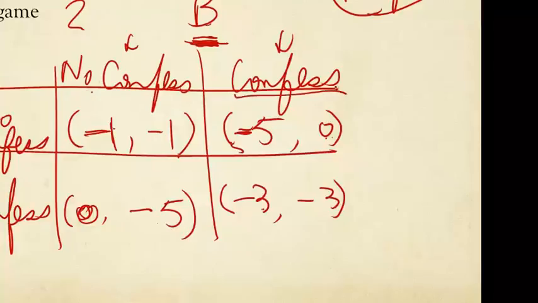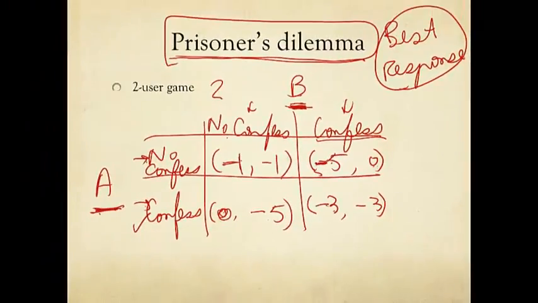But B may also choose to confess. I don't know. And in that case, what should I do? Well, I'm basically comparing -5 and -3 here. Still, confess is the better choice. Relative to -5, -3 is better. Therefore, confess is also the best response strategy if B chooses to confess.